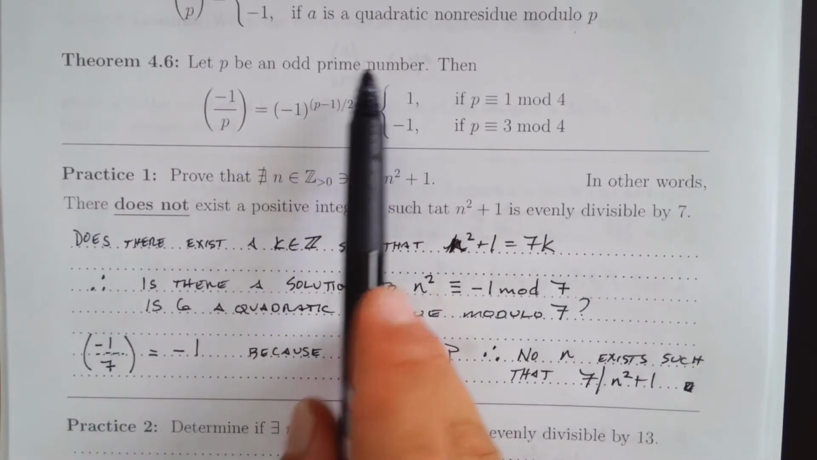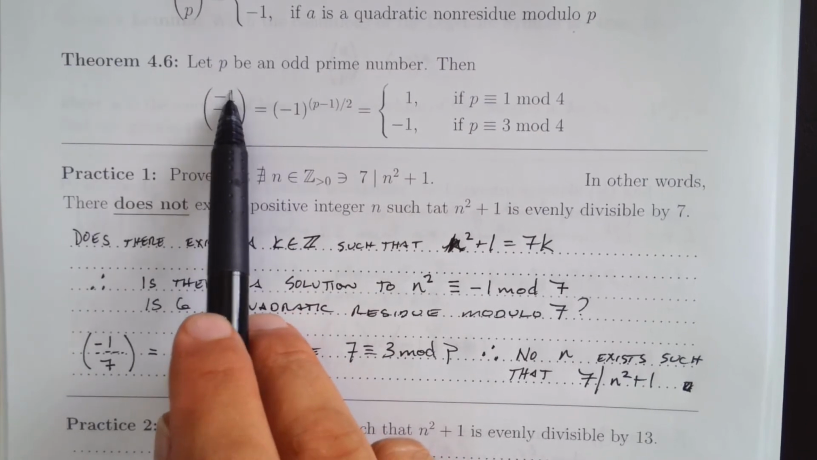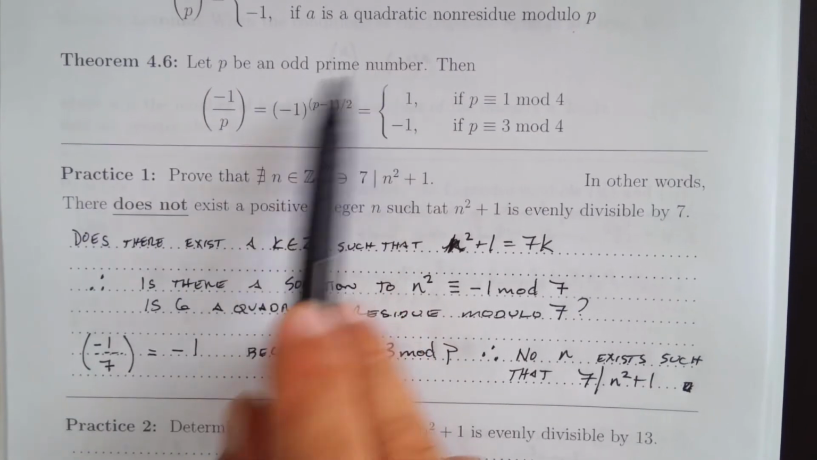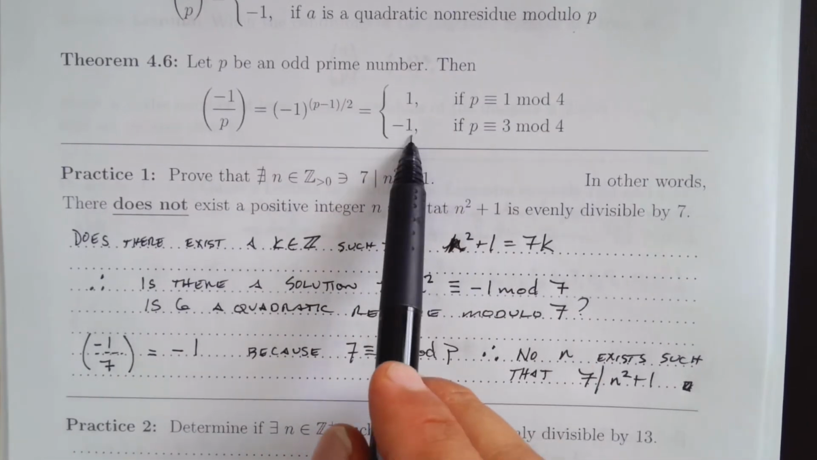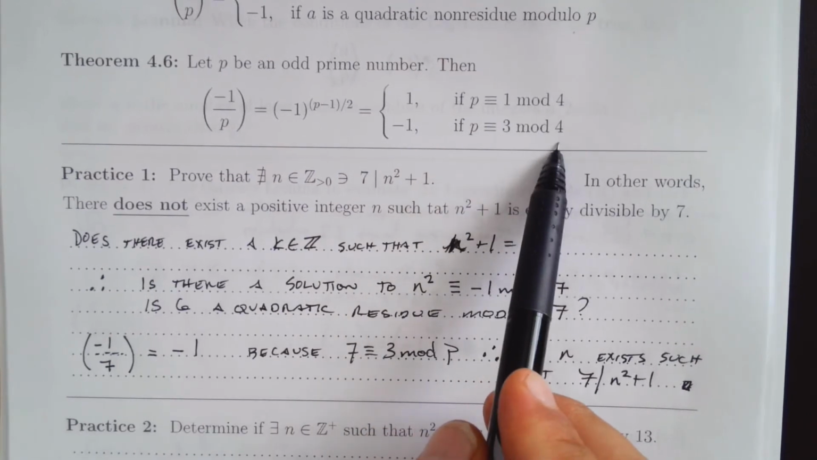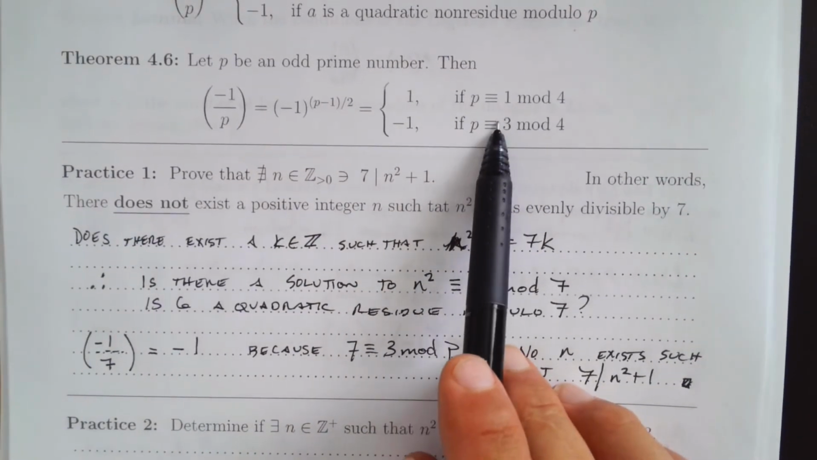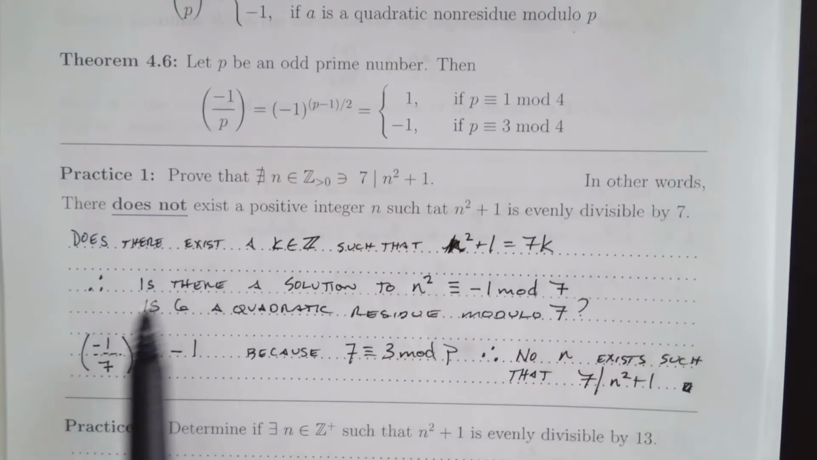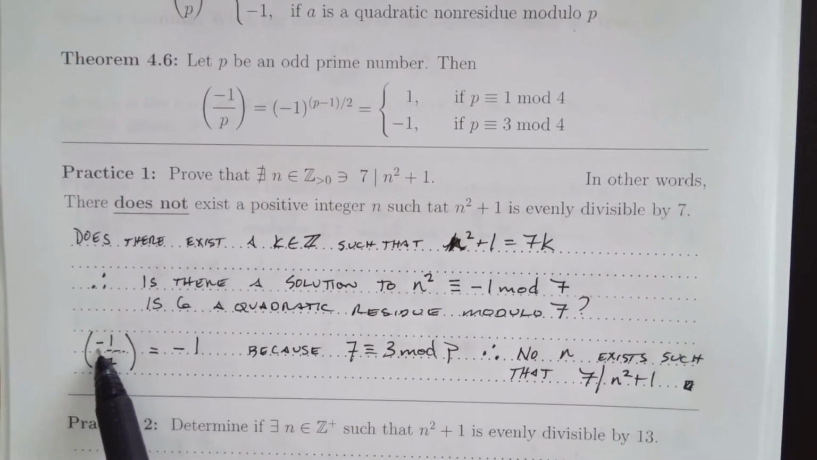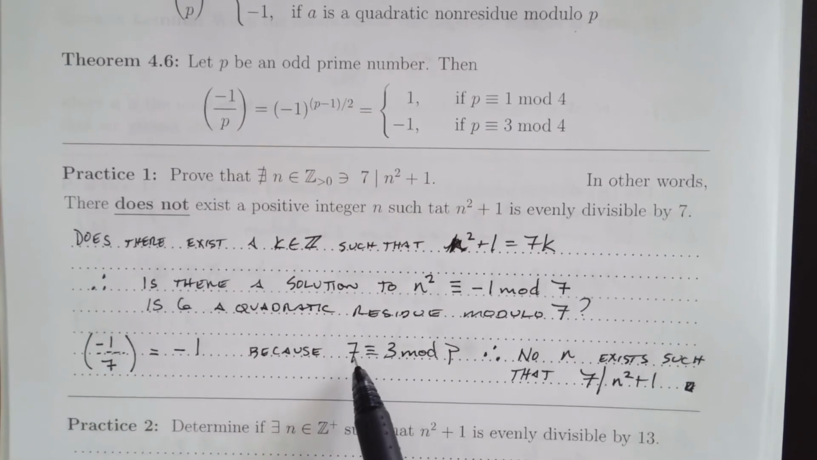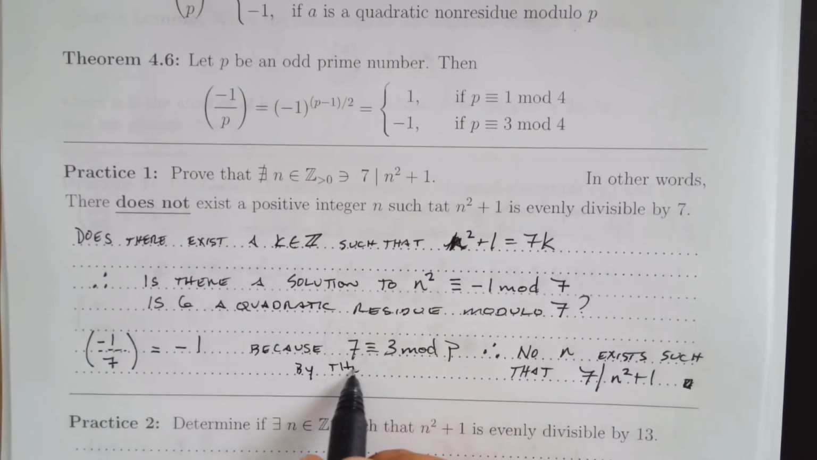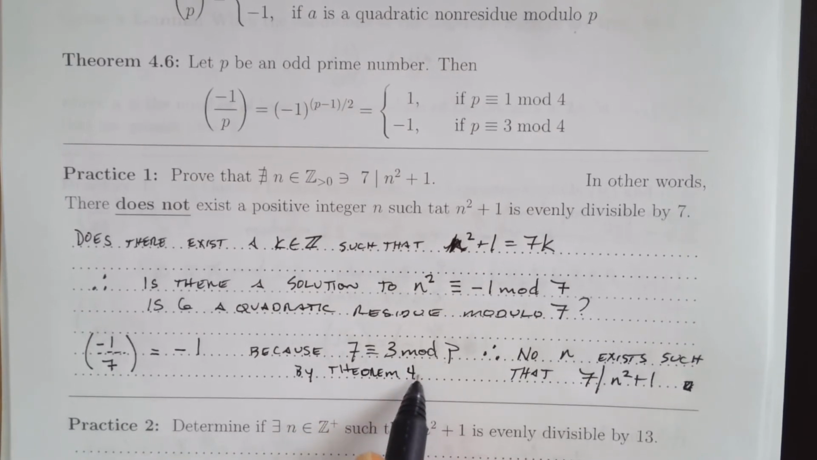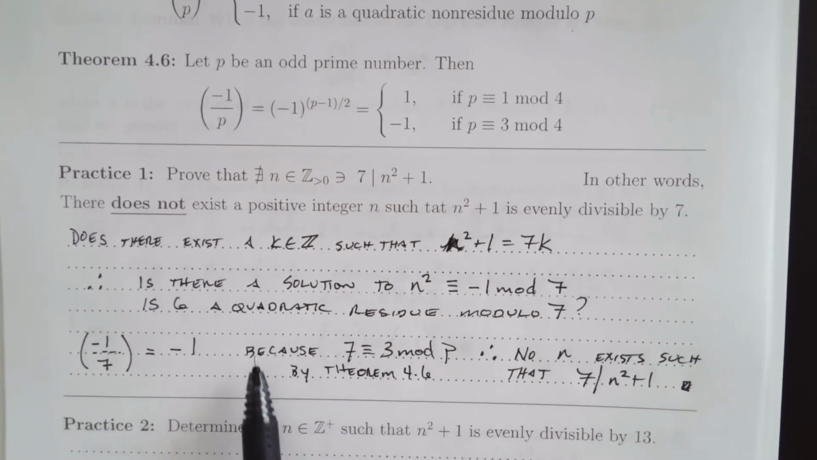So we've got this theorem that says that the Legendre symbol of -1 modulo p, where p is an odd prime, will equal 1 if p is congruent to 1 modulo 4, and it'll equal -1 if p is congruent to 3 modulo 4. What does this mean for us? What this means is that the Legendre symbol of -1 modulo 7 will equal -1 because 7 is congruent to 3 modulo 4, and this is by theorem 4.6.